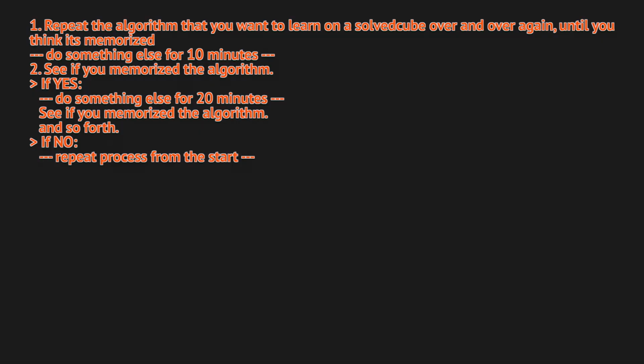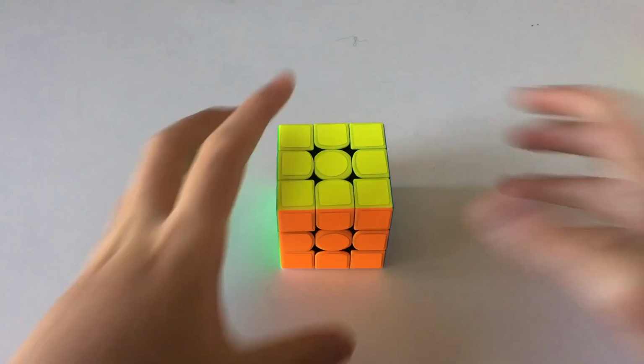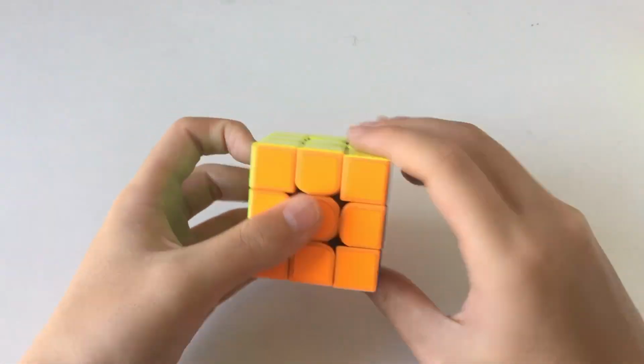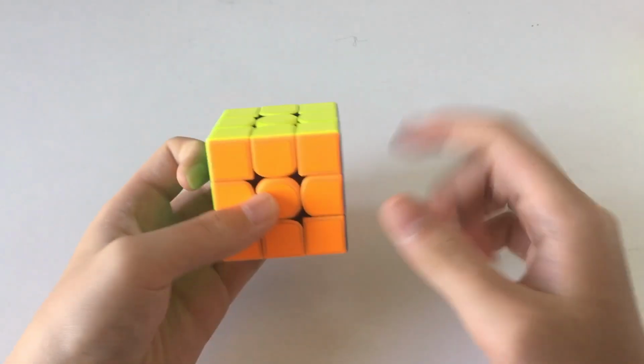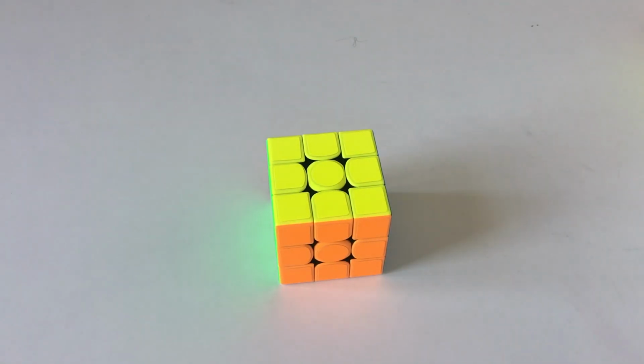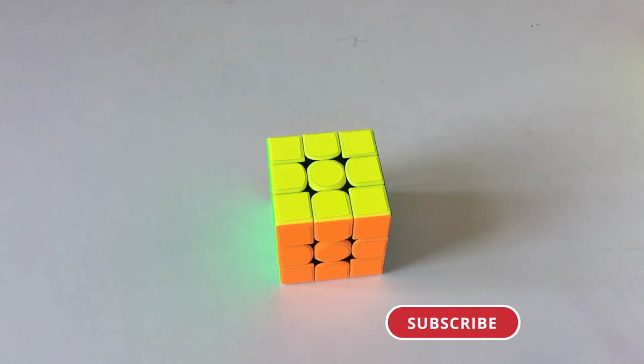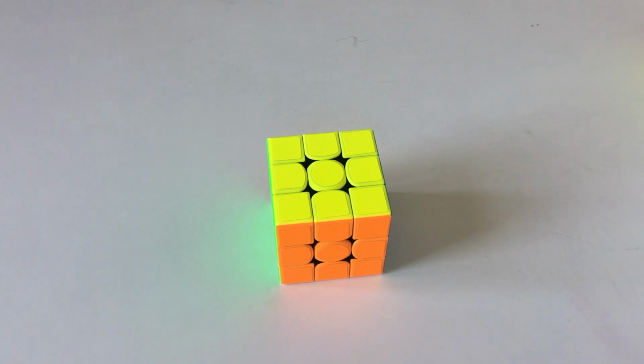And then if you do remember it, then you can just repeat the process again, but wait 20 minutes. If you don't remember it, then repeat the process from the start again. And then after 20 minutes of doing something else, you can come back and see if you remember the algorithm. Well, in my case, I do. Then I can just leave the algorithm alone and come back to it tomorrow and see if I memorized it. If I don't, then repeat the process from the start.